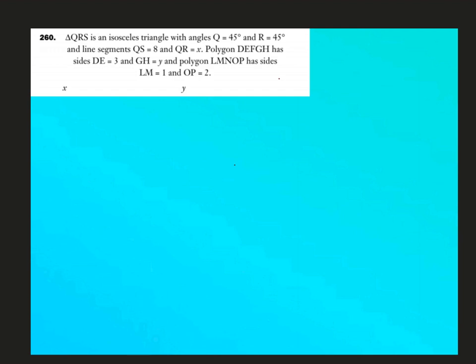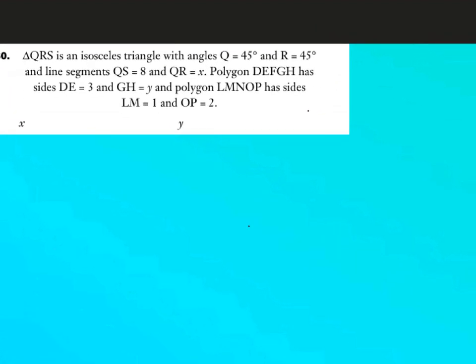Now, in this question, there is an isosceles triangle. Let's say QRS, where this angle is 45, this is 45. So if this is 45, this has to be 90. With this, we know that the segments QS is equal to RS and QR is X.